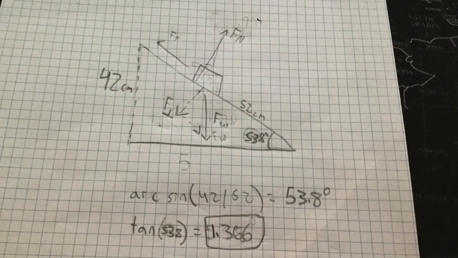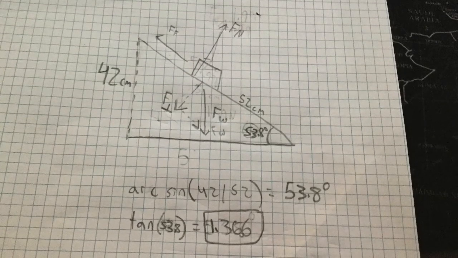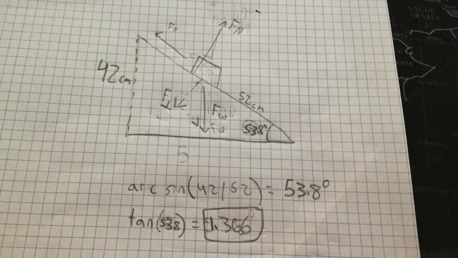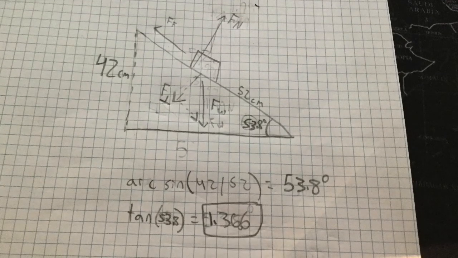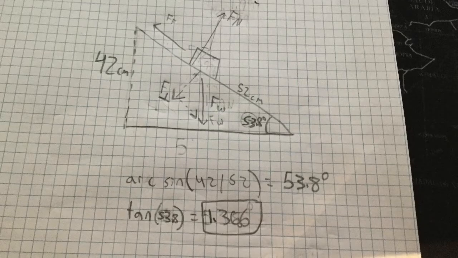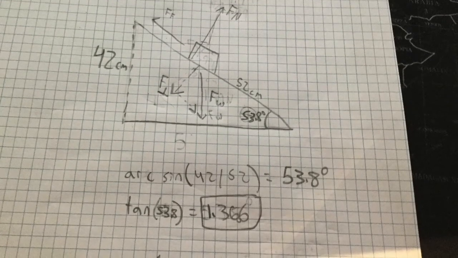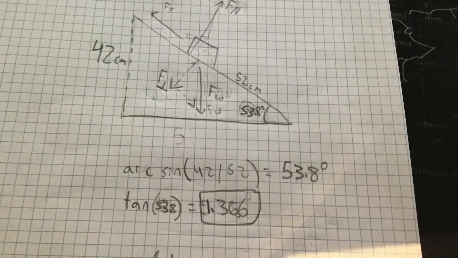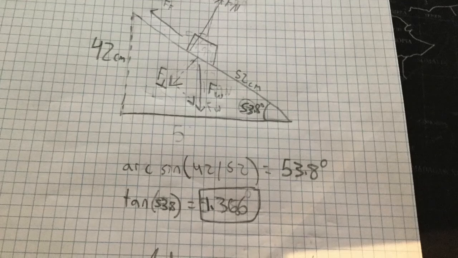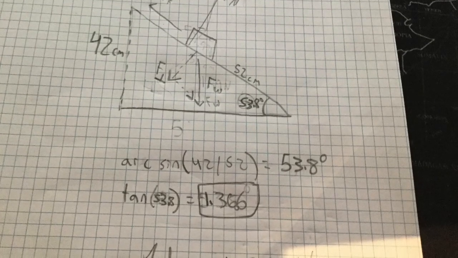Using the height of the inclined plane at which the block fell, I found, using the meter stick, that the height was 42 centimeters, and the length of the board was 52 centimeters. By taking the arc sine of 42 over 52, I found that theta was 53.8 degrees, and by taking the tangent of 53.8 degrees, I found that the coefficient of static friction, or mu s, ended up being 1.36.